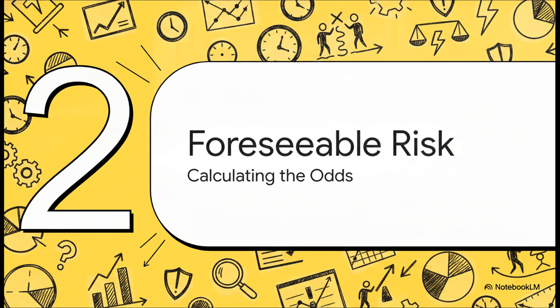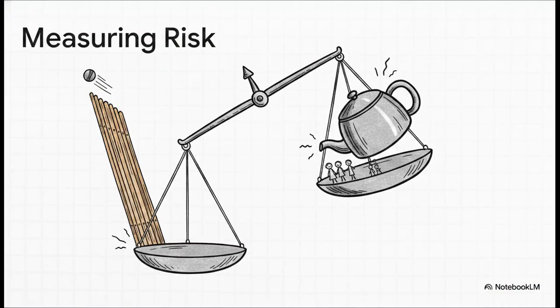This is all about calculating the odds. Because once we have our reasonable person, we have to figure out how they actually calculate danger out in the real world. Courts use this delicate balancing act to measure if a risk was obvious enough to prevent. They look at 3 main things: the likelihood of harm, the magnitude of that harm, and the practicality of taking precautions. Take the 1951 case of Bolton and Stone.